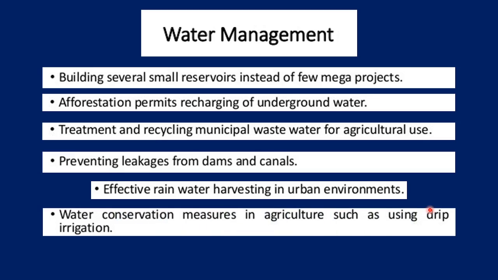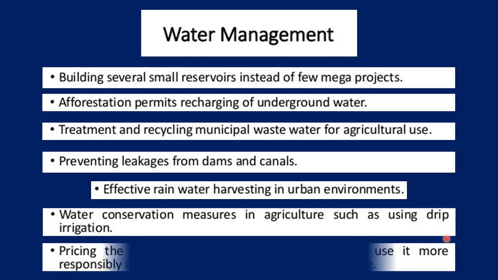And water conservation measures in agriculture such as drip irrigation. Generally what happens is we end up pouring an excessive amount of water. For example, a coconut tree requires about 10 liters of water. You switch on the pump and you pour in 100 liters of water. What will happen? 90 liters will get evaporated. Only 10 liters will be of use to the plant. But if you go with drip irrigation, that loss can be minimized significantly.